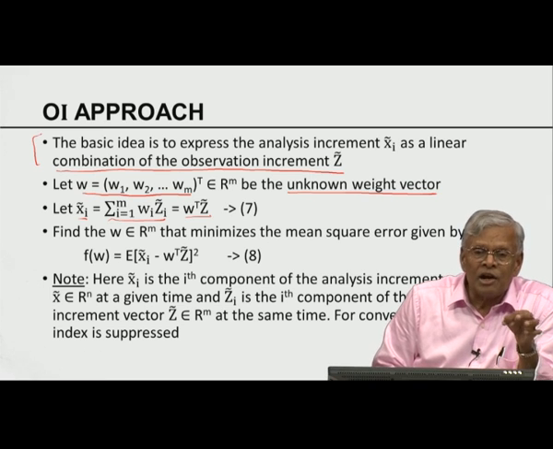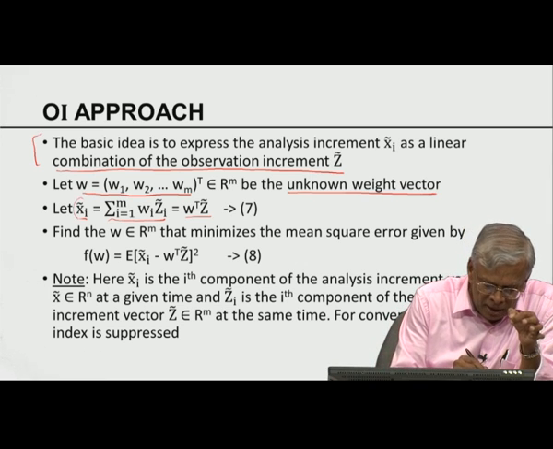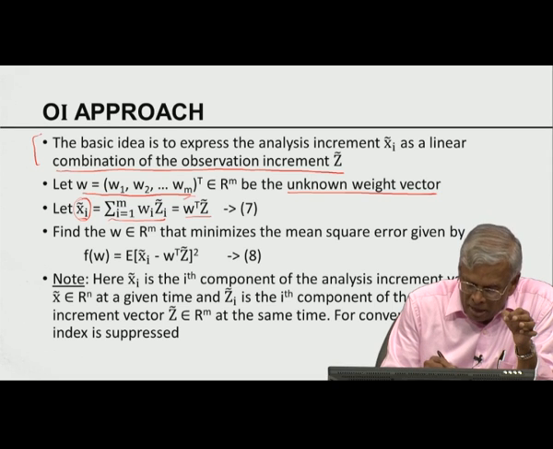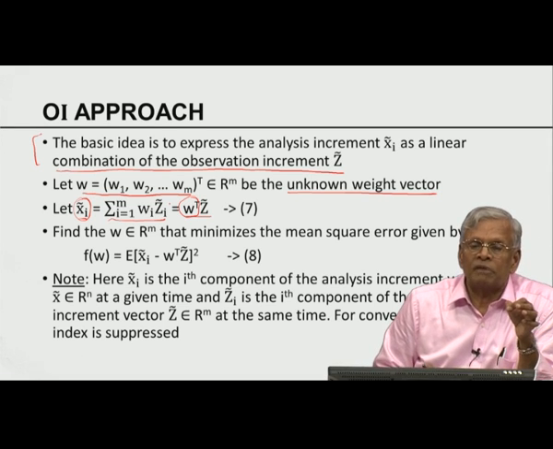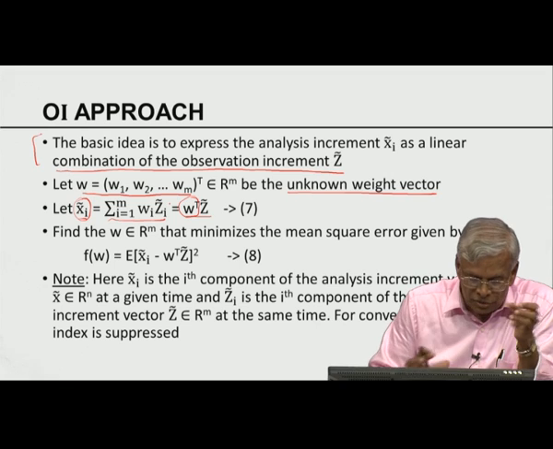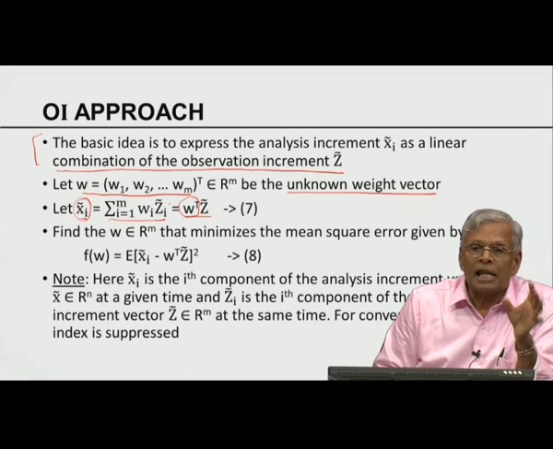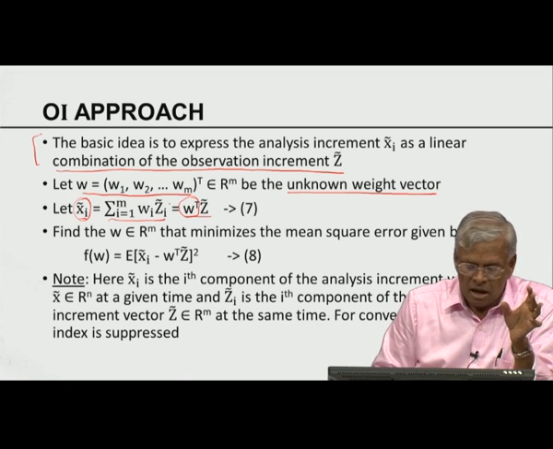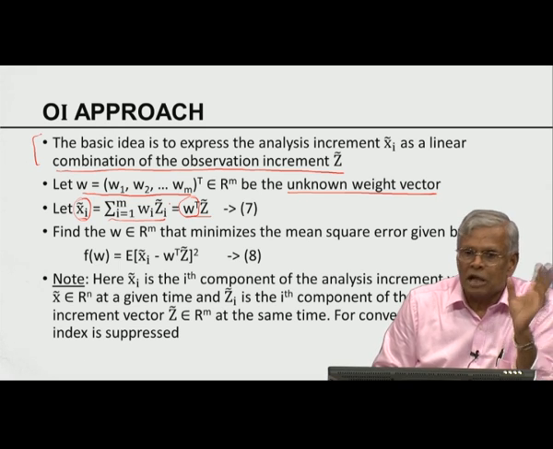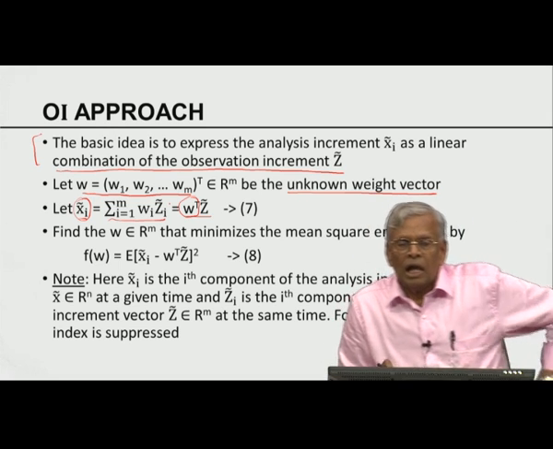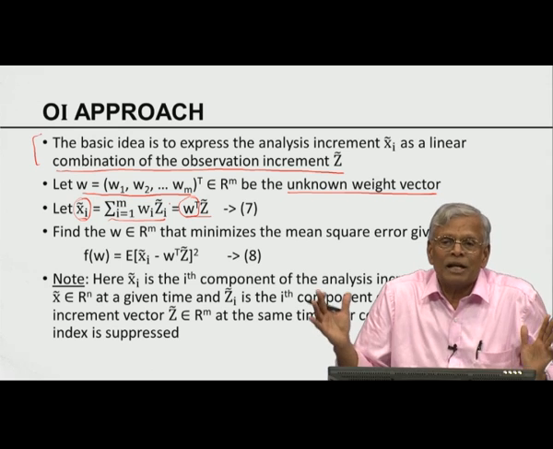Therefore, under what condition will X tilde i be optimal? It will be optimal under the optimal choice of the W vector. So the whole problem now reduces to finding an optimal weight vector W. Optimal in what sense? Again we come back to least squares.